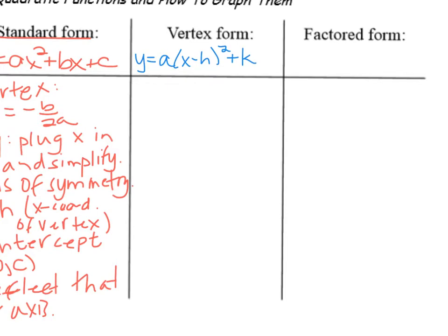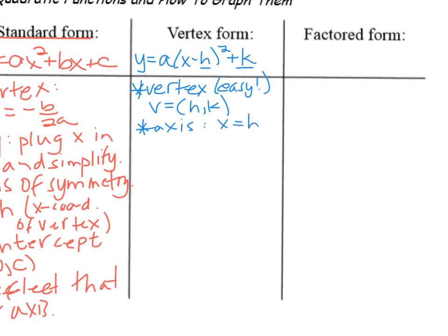And now the vertex is actually really easy. There's no work for the vertex on this one, so it's nice. The vertex is always whatever h is in that equation, and then whatever k is on the outside. And that's it. It's that simple. Once you have that, your axis of symmetry is again x equals h. It has to be written as an equation, and that's that dotted vertical line.